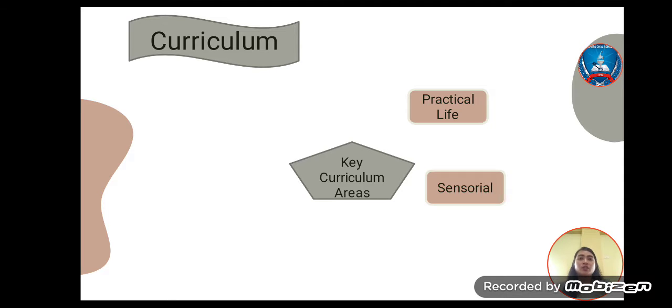It teaches the children to refine their senses of sight, touch, sound, smell, and taste so that they are able to organize sensory impressions and their understanding of the world. Next is mathematics. In mathematics, it teaches children to understand abstract mathematical concepts and relationships through hands-on learning experiences.